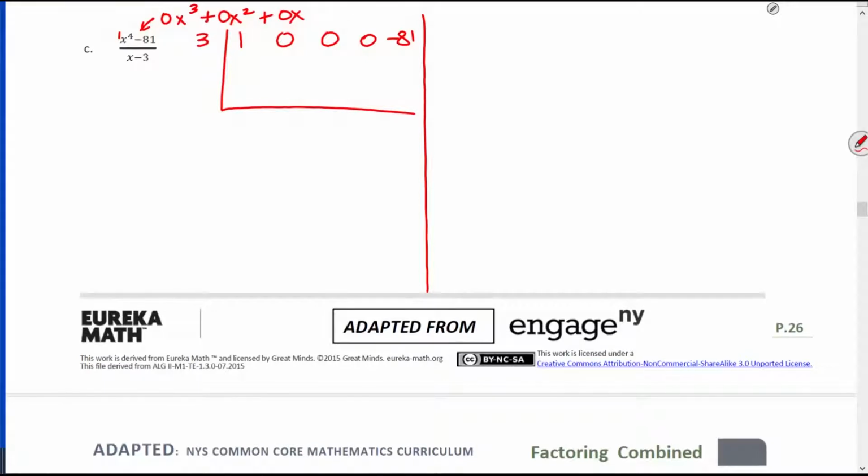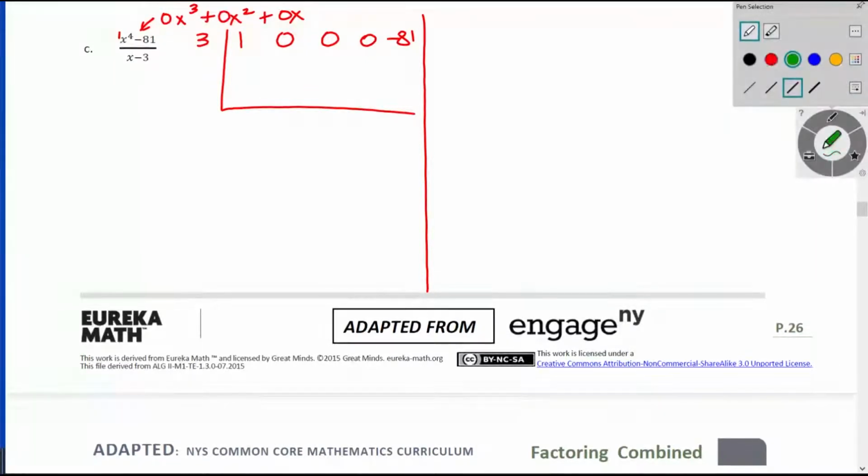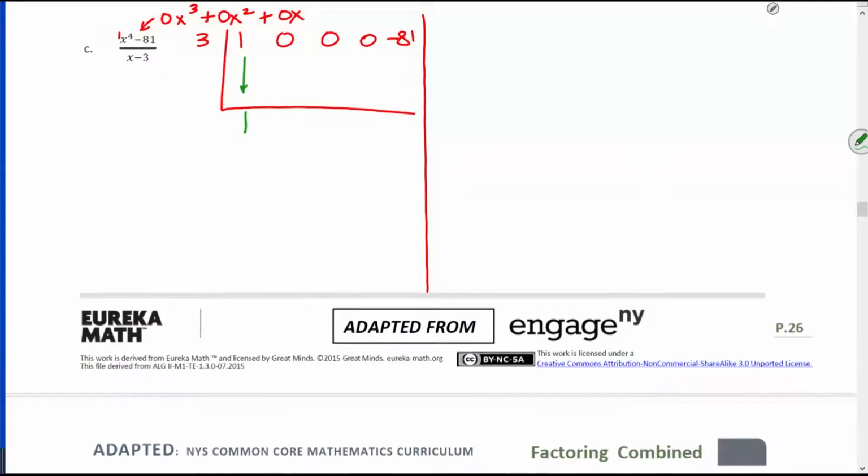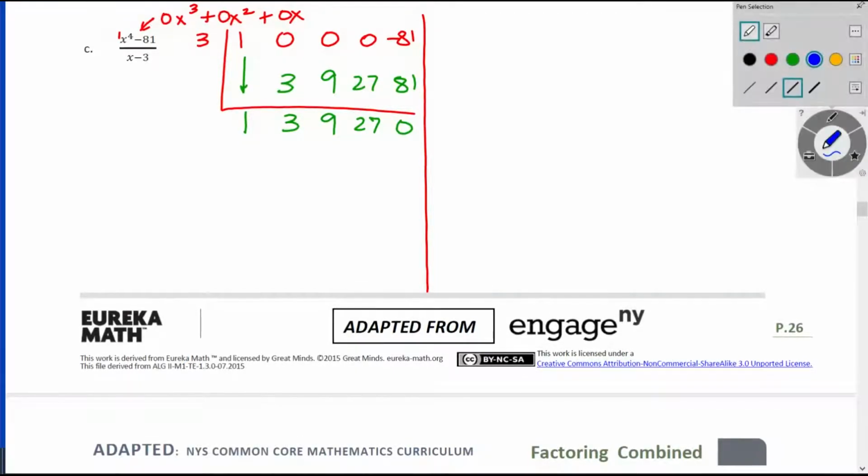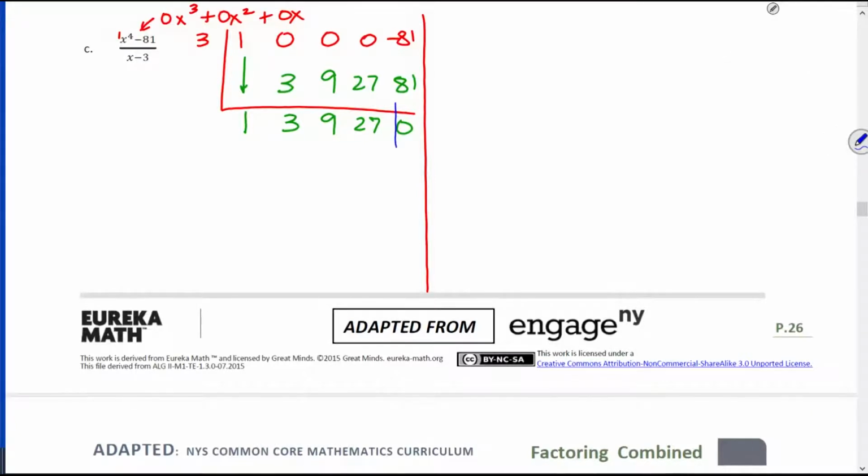Again, if you want to review synthetic division, go see that video. I'll bring the 1 down. 3 times 1 is 3. 0 plus 3 is 3. 3 times 3 is 9. 0 plus 9 is 9. 3 times 9 is 27. 0 plus 27 is 27. 3 times 27 is 81. Negative 81 plus 81 is 0. So my remainder is 0. Constant term, x squared term, x cubed term, and I get x cubed plus 3x squared plus 9x plus 27.